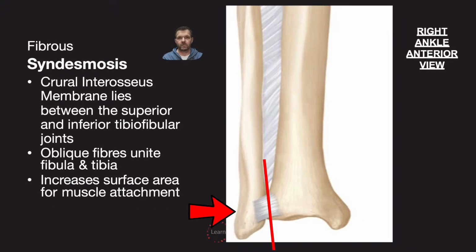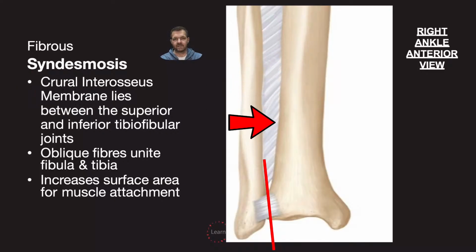All right, so that's why you usually get inversion sprains rather than eversion sprains, because of the location of that lateral malleolus just there. But just inside of the lateral malleolus, in between the joint here, we've got this ligament. So from the tibia to the fibula, which is your syndesmosis. It's the crural interosseous membrane.